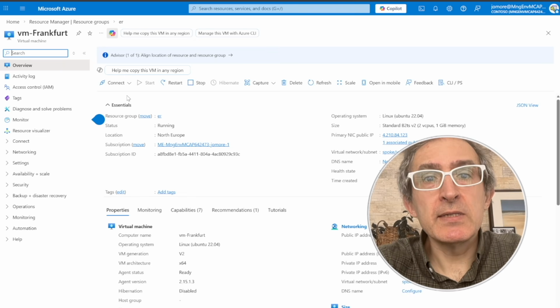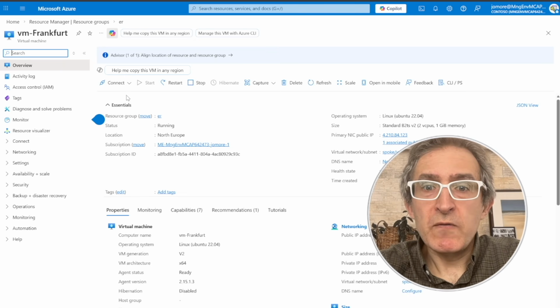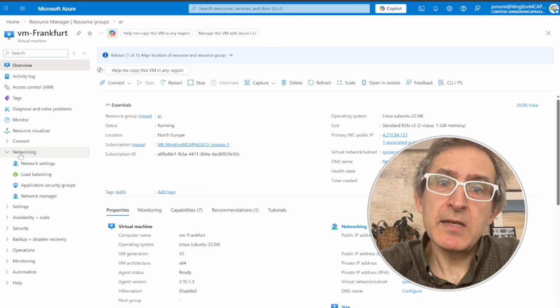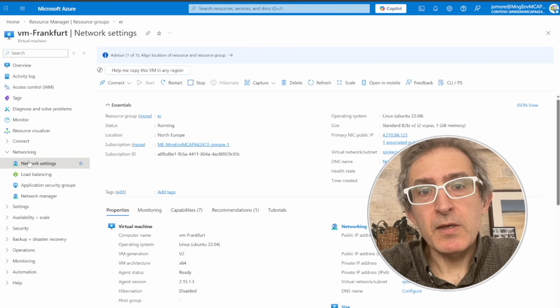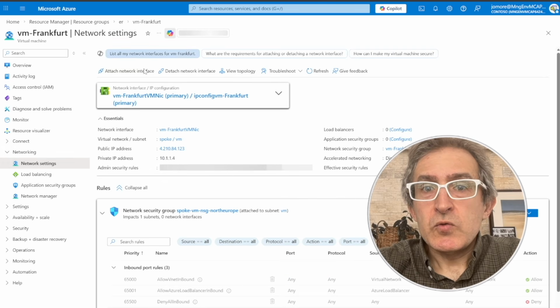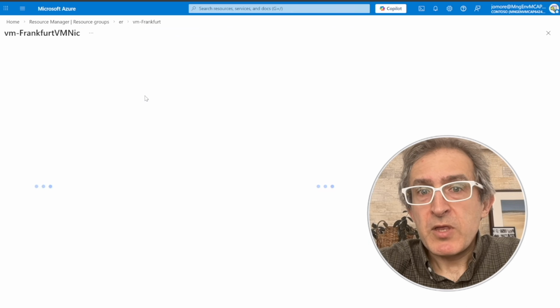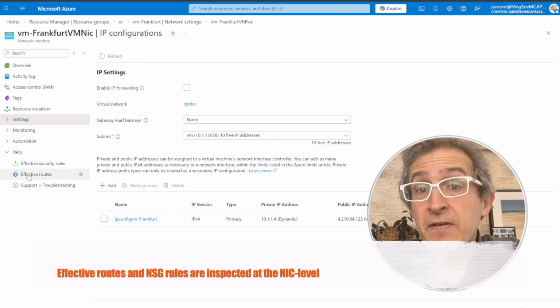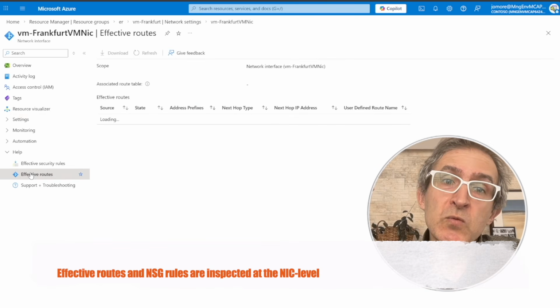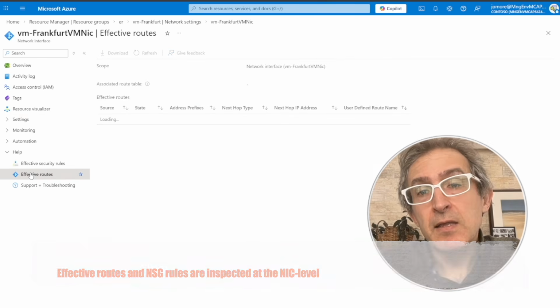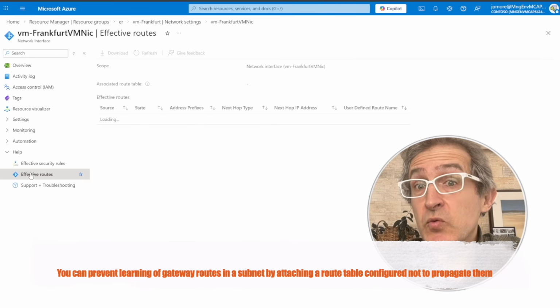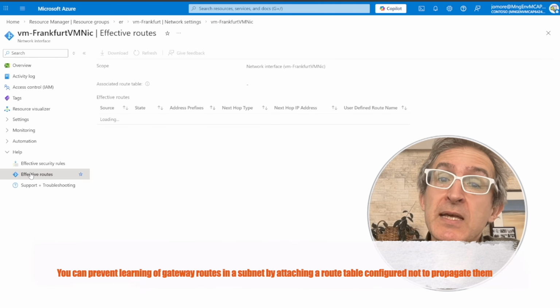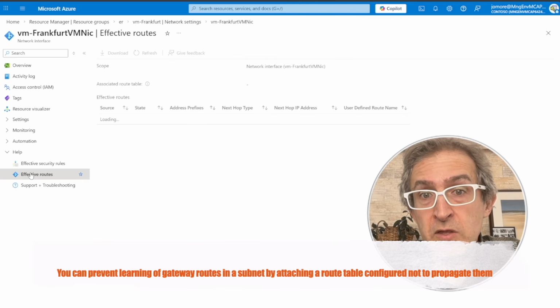Everything is set up. We can now go to our virtual machine. This virtual machine is in a spoke, and in order to verify that the virtual machine has the correct routing, we can inspect its effective routes. Essentially, the ExpressRoute gateway is going to inject the routes it learns over BGP into the virtual machine so that the virtual machine can reach the on-premises location.